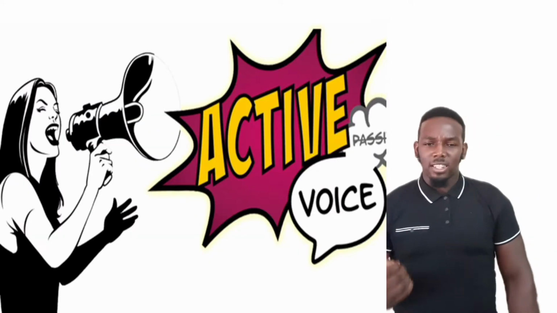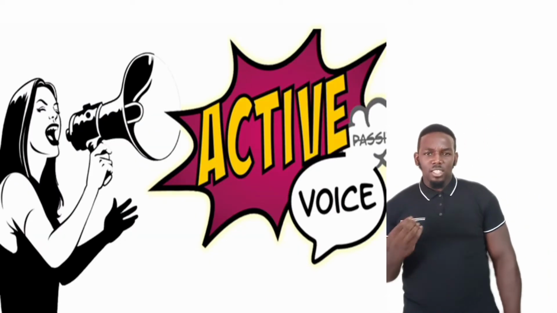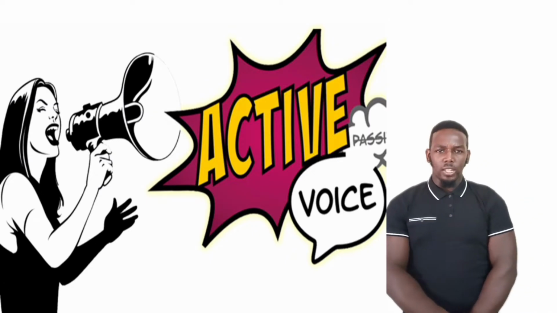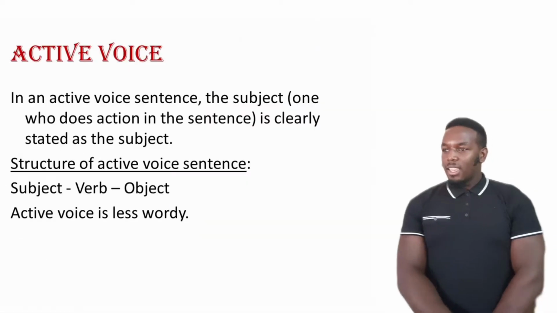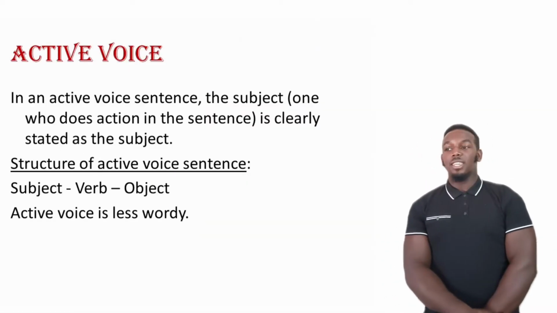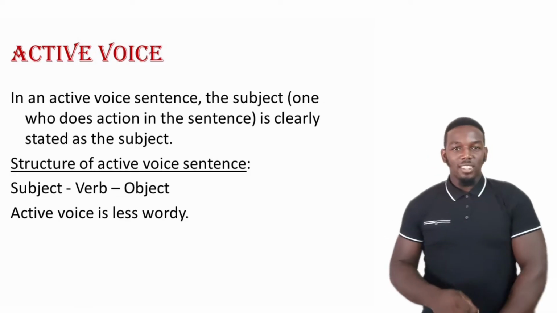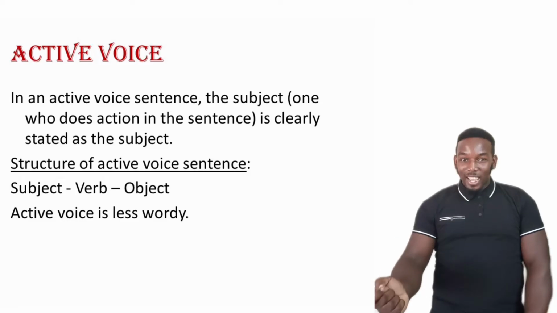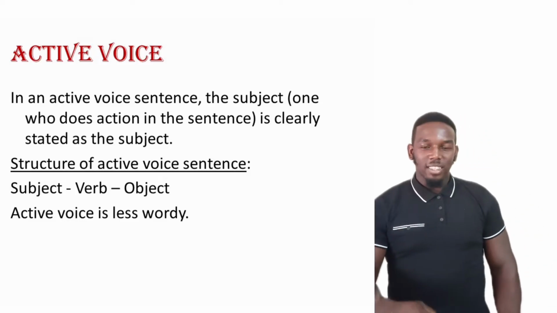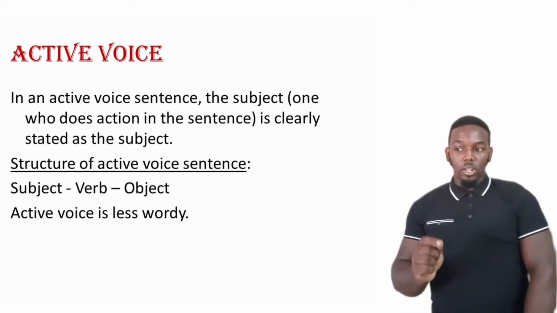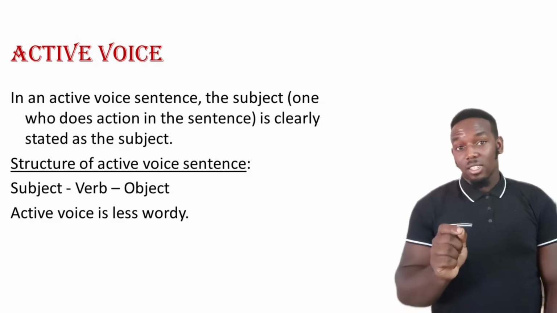Now, before I get to passivization, let's first get an understanding of the active voice, the active structure of sentences. So here we are. In an active voice sentence, the subject is clearly stated as the subject. So the structure would look something like this, as you can see. Subject, then verb, then object. All right? Now, just for you to note, the active voice uses fewer words.